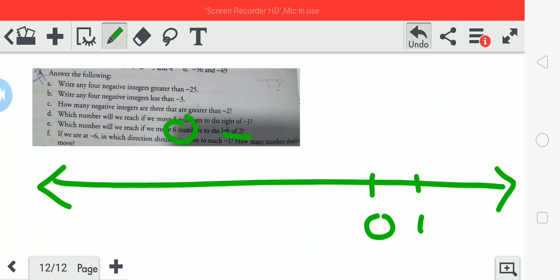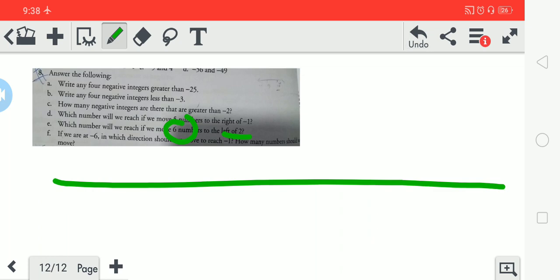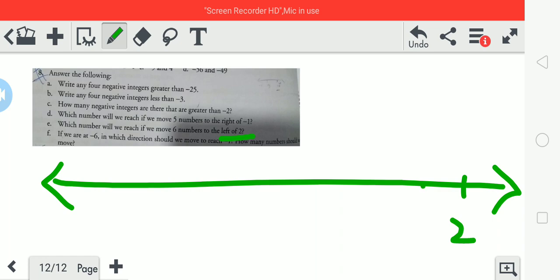Yes, now we'll read the question again. What was the question? Which number will we reach if we move 6 numbers to the left of 2? We have to move to the left side of the 2. So I first draw here 2, that is 2. Now I have to move 6 times.